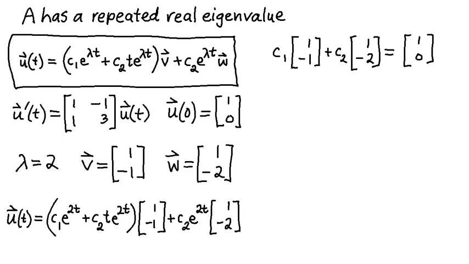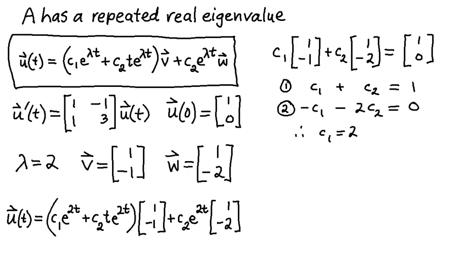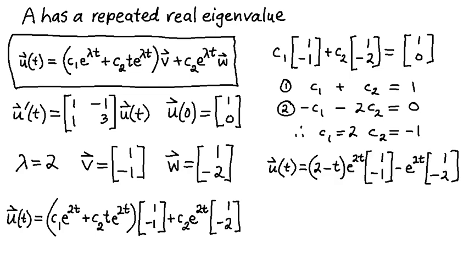When we do this, we find that these constants satisfy 2 equations, which can be solved to give C1 is equal to 2 and C2 is equal to -1. Dumping these into our formula, we obtain the solution to the problem we started with. Incidentally, this can be simplified to give us the following concise form of the solution.